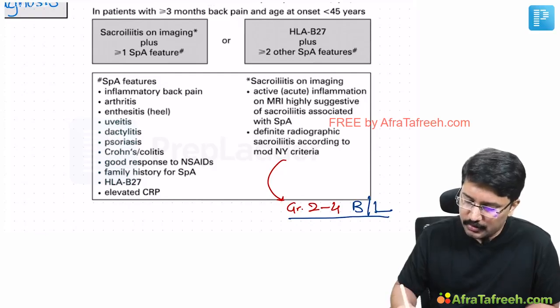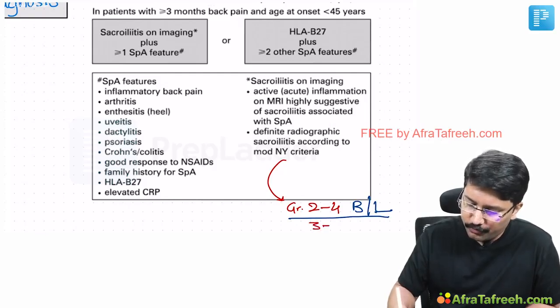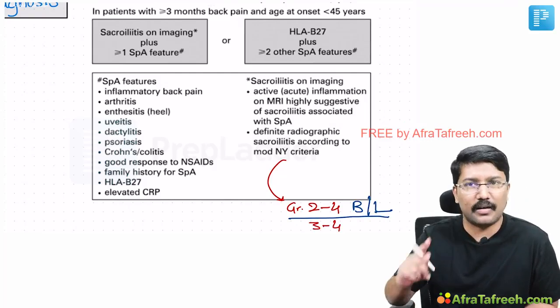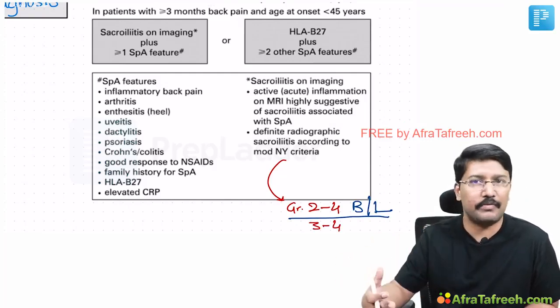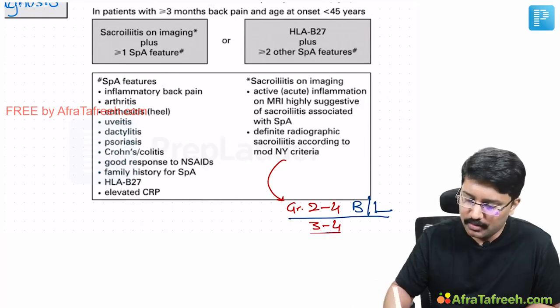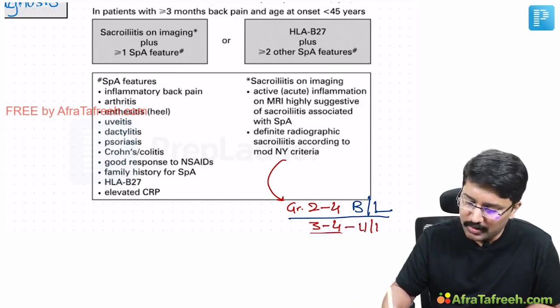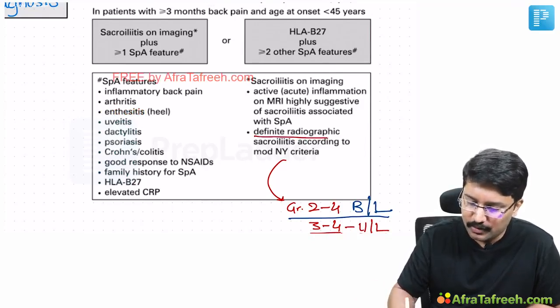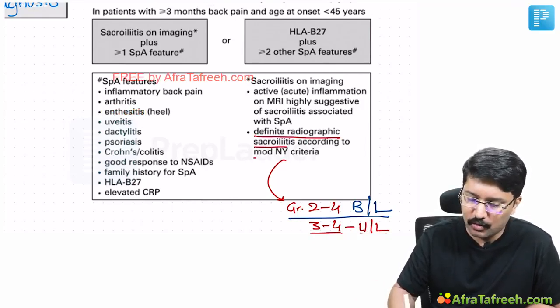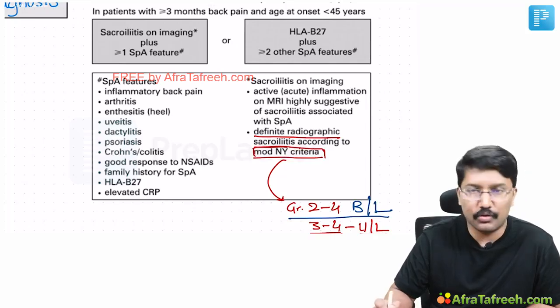If it is unilateral, then it should be grade 3 or 4, right? Bilateral grade 2 is acceptable, but unilateral grade 2 is not in favor. So it should be grade 3 or 4 when it is unilateral sacroiliitis. That qualifies to be called definite radiographic evidence of sacroiliitis according to modified New York criteria.